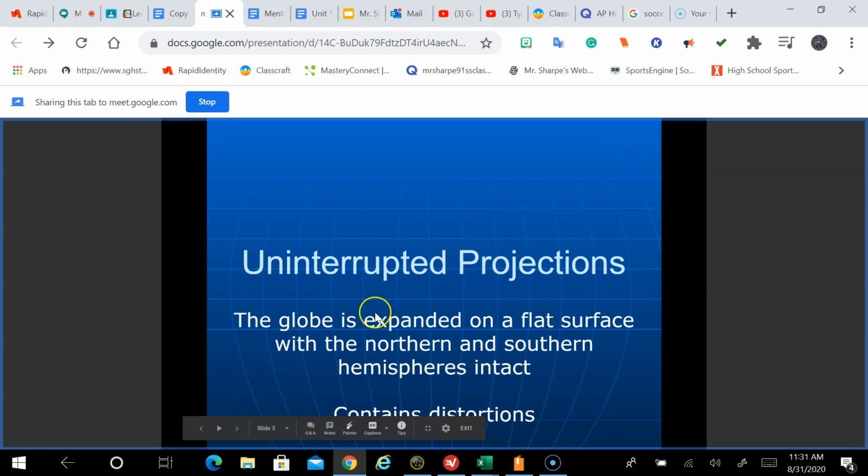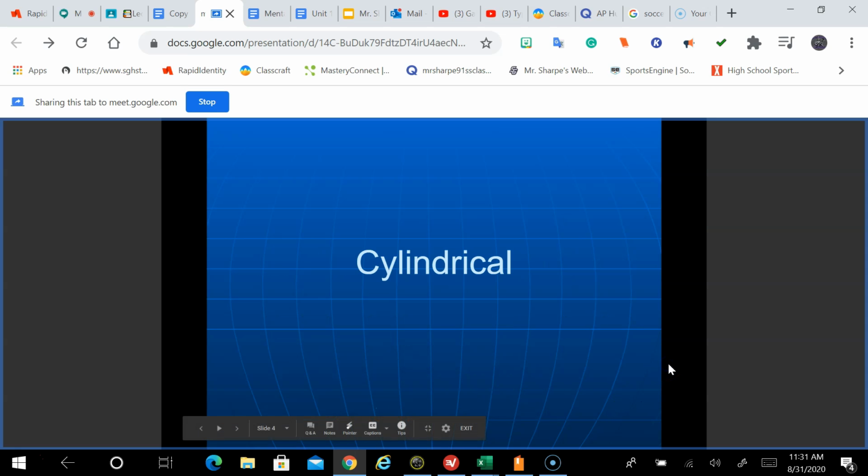But the problem with these uninterrupted projections is that they create distortions of land masses and actual size. In addition to that, just like you saw in the video, that's no joke. The Mercator projection does distort the size of Greenland as compared to Africa. And we're about to see that here in a second, okay?